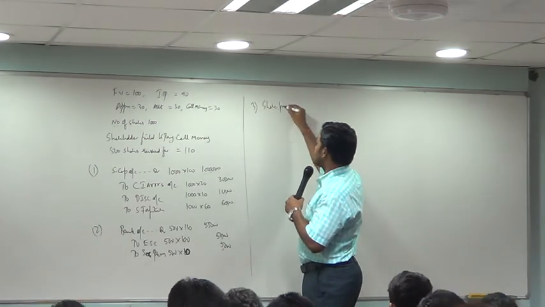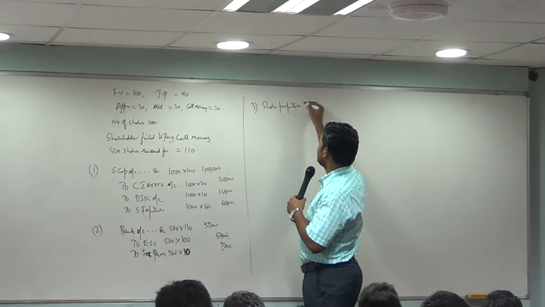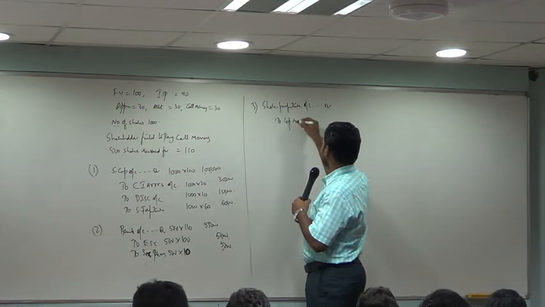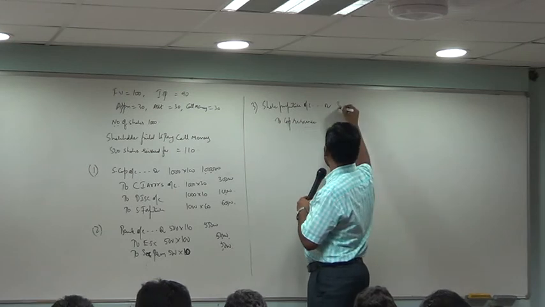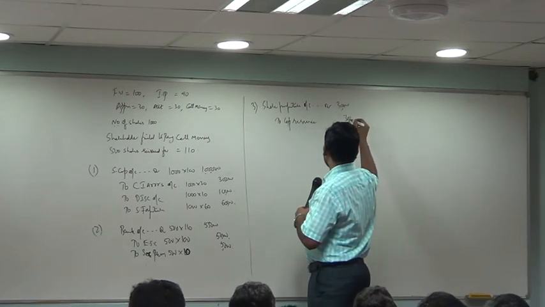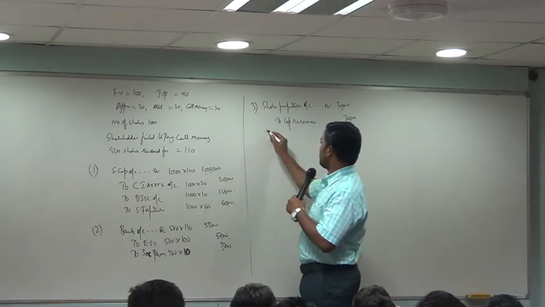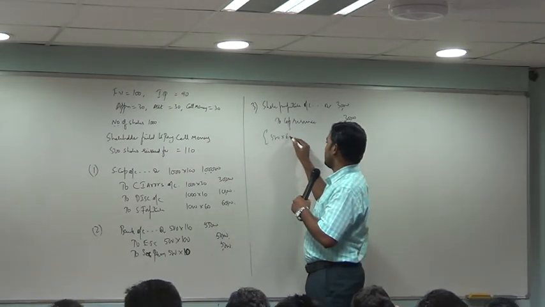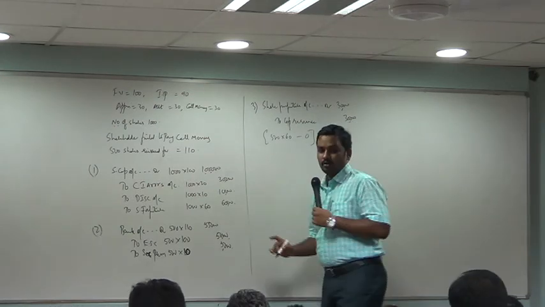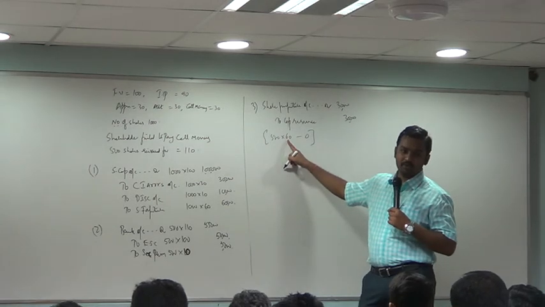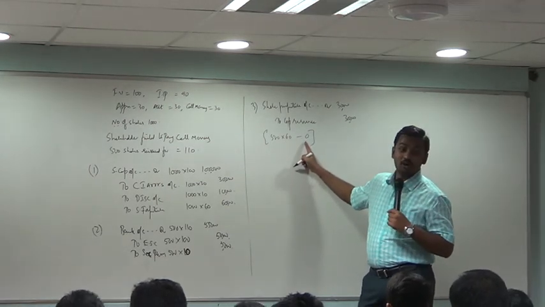Share forfeiture account debit, to capital reserve 30,000. How did I get it? 500 into 60 minus 0. What is this 500? Number of shares reissued, into 60 forfeiture profit, 0 reissue loss.